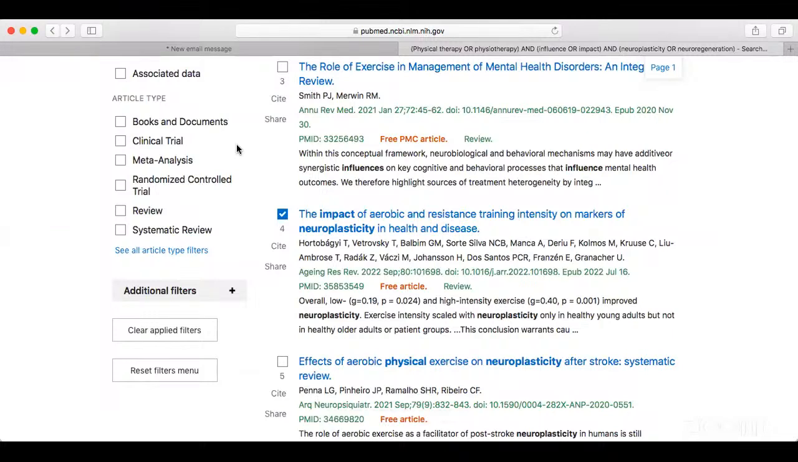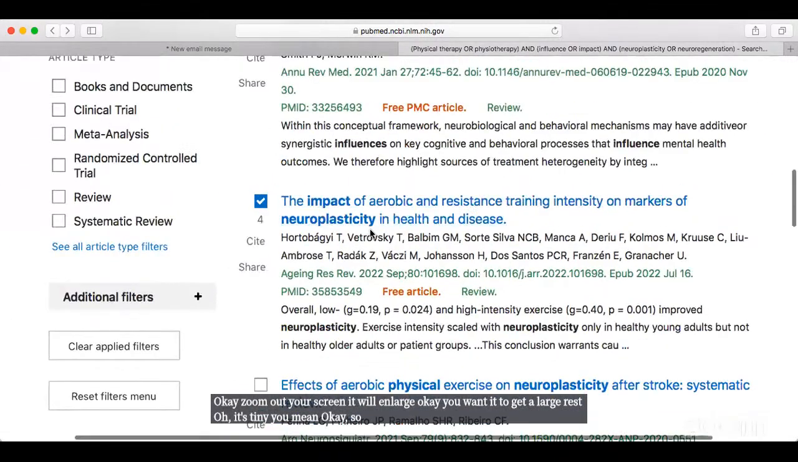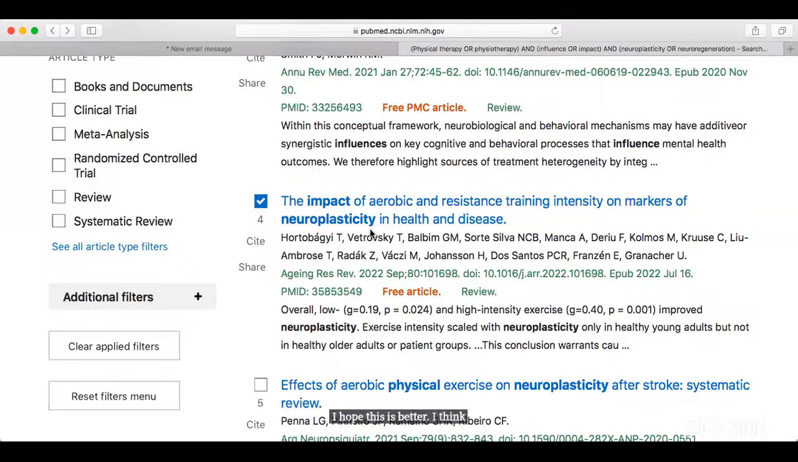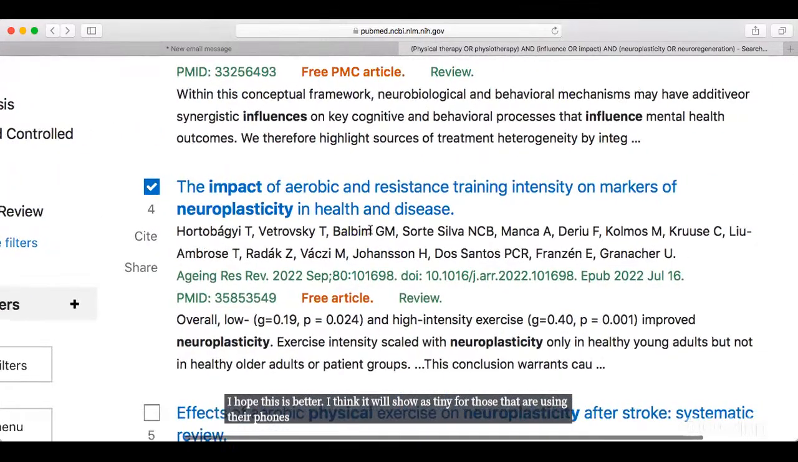Okay, zoom out your screen. It will enlarge. Okay, you want it to get enlarged, right? Oh, it's tiny. You mean, okay, so let me do this. I hope this is better. I think it will show as tiny for those that are using their phones. So, but let me zoom it up.